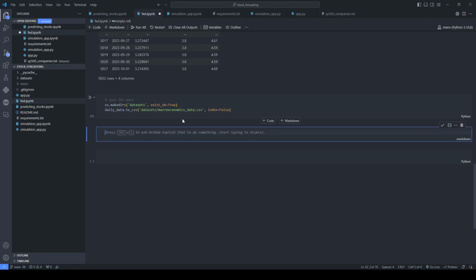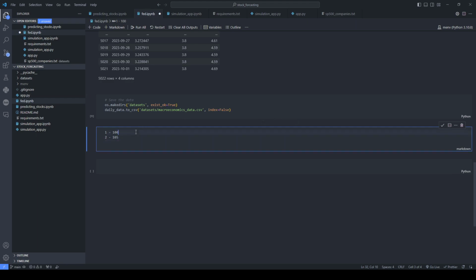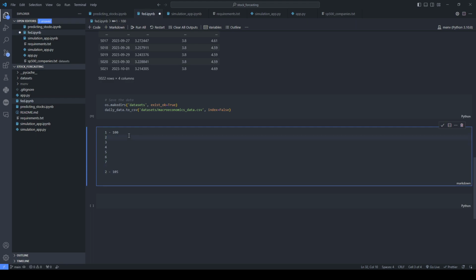Let's say in the first month I have 100, let's say for the consumer price index. In the second month it is 105. So for the first month, first day, second day, third day, fourth day, and it goes on. It doesn't really make sense to give, what am I going to give here? Is it going to be 100? No, or 105?